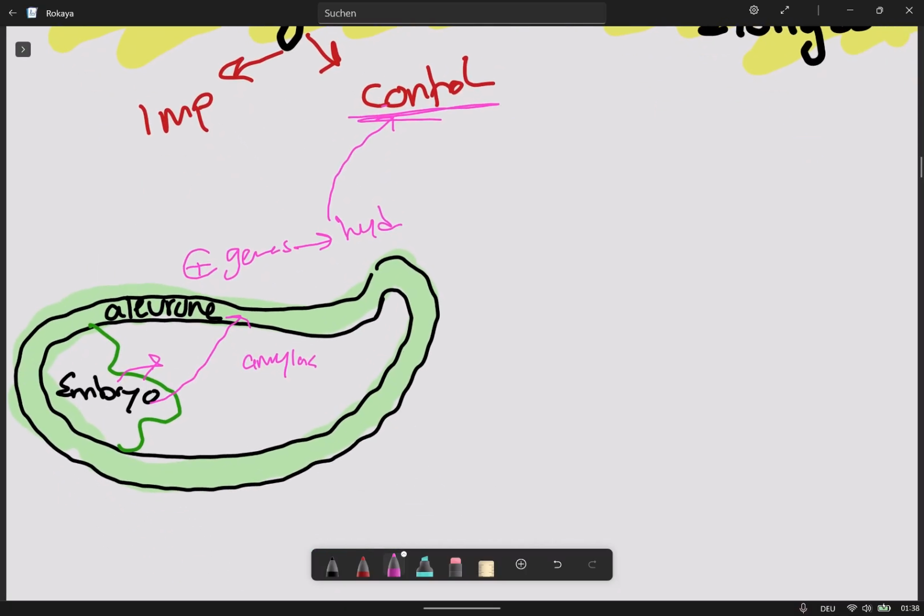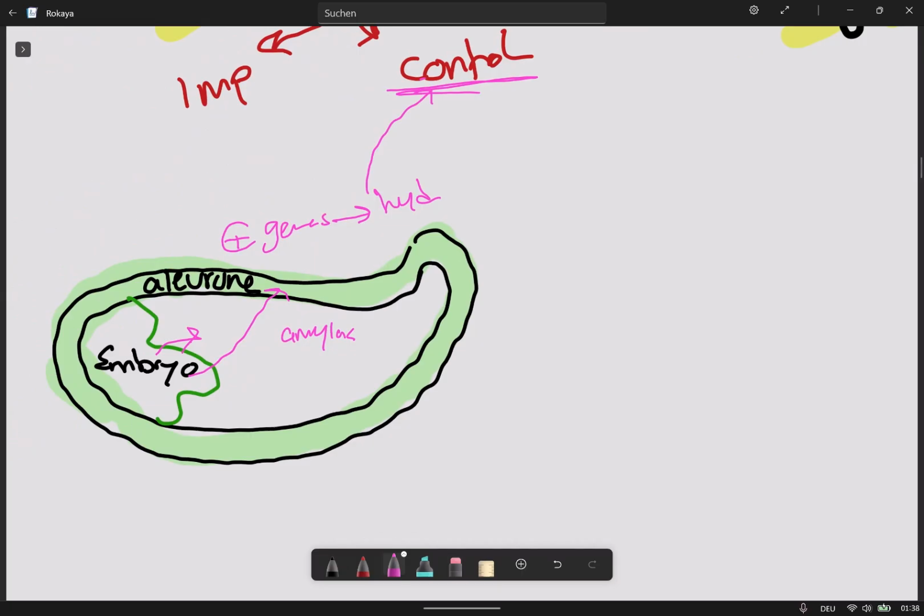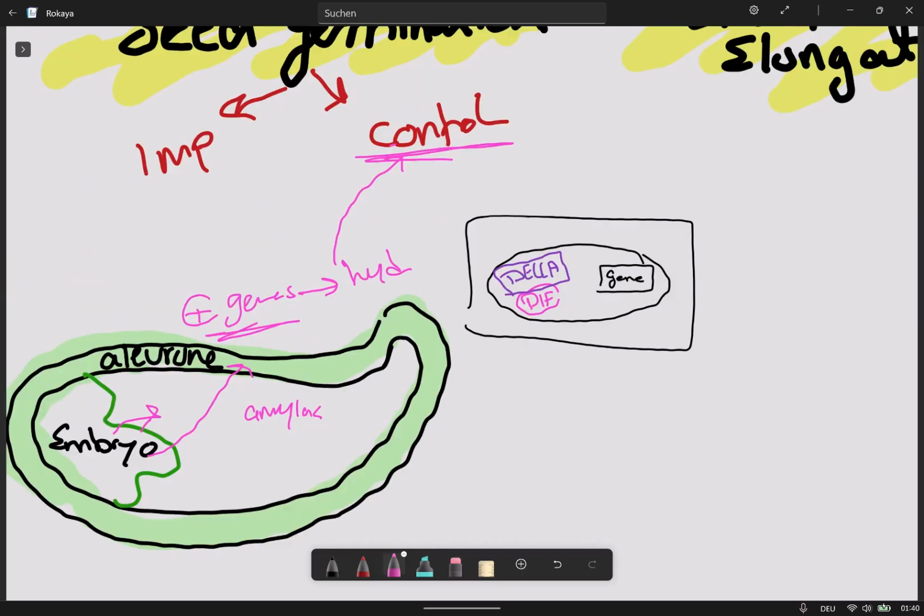Then how does the ghrelin control? When the ghrelin diffuses into the alveolar layer, how does it activate the genes? So we zoomed in on the cell. This is the cell, and this is the nucleus in the middle. So the ghrelin binds on the complementary receptors on the cell surface membrane outside, okay, and changes the shape and stuff, and it activates enzymes inside the cell. Okay, these enzymes will enter the nucleus and break down the DELA protein.